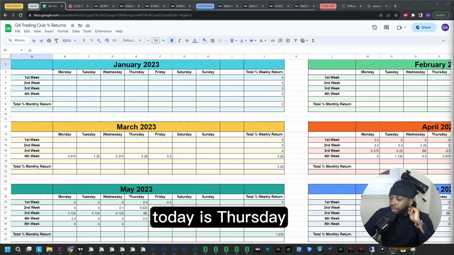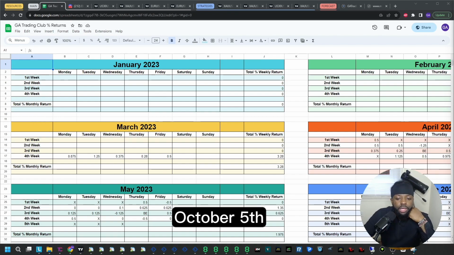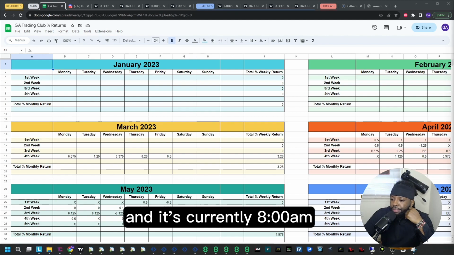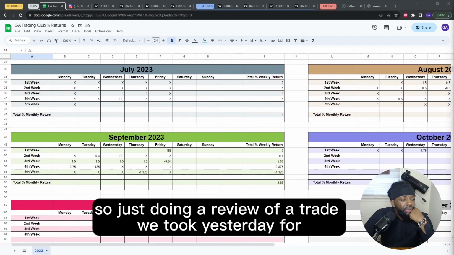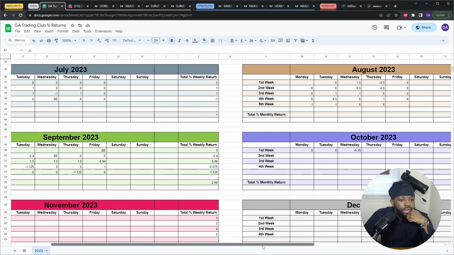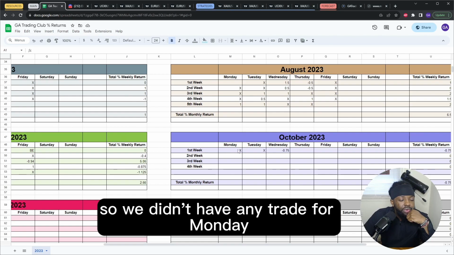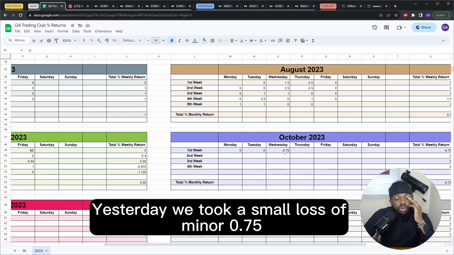Today is Thursday, October 5th, and it's currently 8:14 a.m. So just doing a review of a trade we took yesterday. We didn't have any trade for Monday, no trades on Tuesday. Yesterday we took a small loss of minus 0.75.